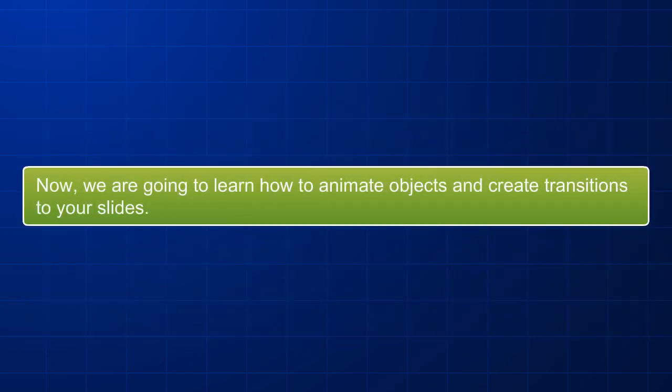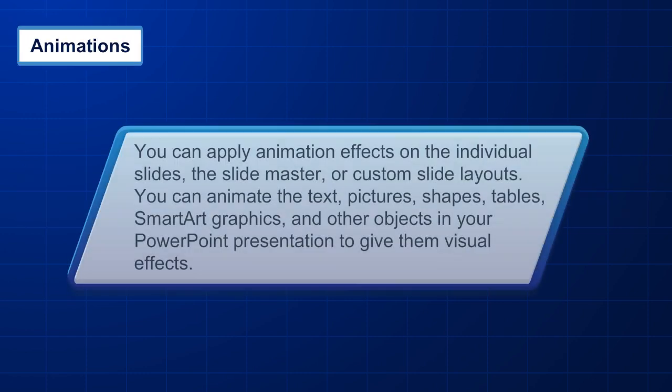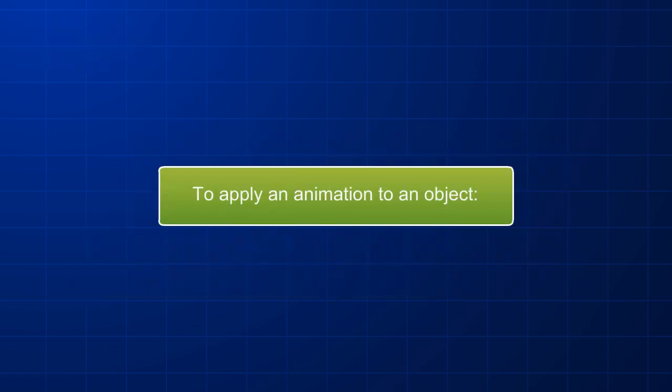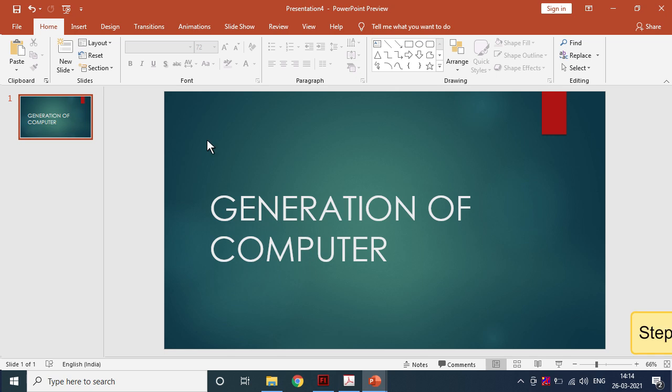Now we are going to learn how to animate objects and create transitions to your slides. Animations. You can apply animation effects on the individual slides, the Slide Master, or custom slide layouts. You can animate the text, pictures, shapes, tables, SmartArt graphics, and other objects in your PowerPoint presentation to give them visual effects. To apply an animation to an object, Step 1.